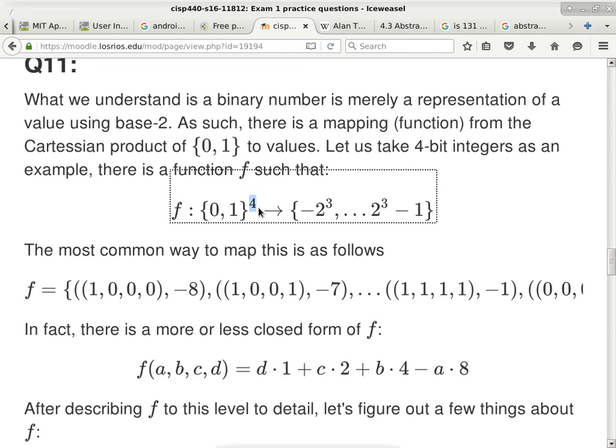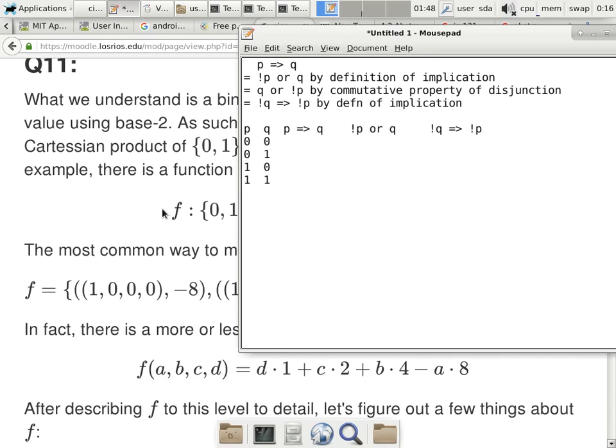So we end up with a 4-tuple. Each item inside the 4-tuple can either be a 0 or 1, which we also know as a 4-bit number. Okay? And so there is a mapping going from a 4-bit binary number to the values of negative 2 to the power 3, which is -8, to 2 to the power 3 minus 1, which is 7. Is that okay so far? So do you guys want me to kind of spell this out a little more? Okay, so let's go ahead and spell it out a little bit.